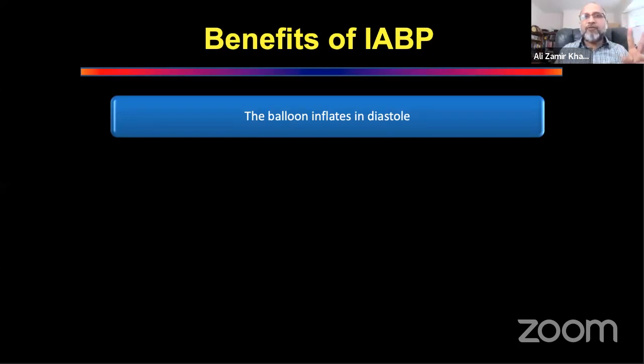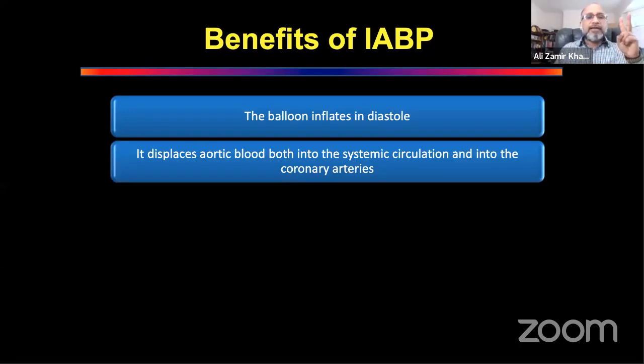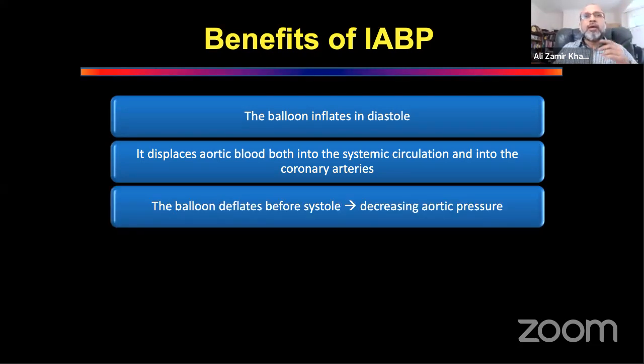So the balloon inflates in diastole. It displaces the aortic blood both into the systemic circulation and the coronary circulation. So below the balloon, it pushes the blood down into the renals and the rest of the body. But in front of the balloon, it pushes it back into the cerebral circulation and into the coronary. So both benefits, before the balloon, after the balloon. The balloon deflates before systole. So as soon as the balloon deflates, the pressure in the aorta goes down. That is an important understanding.